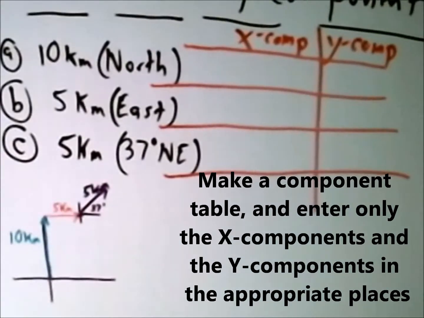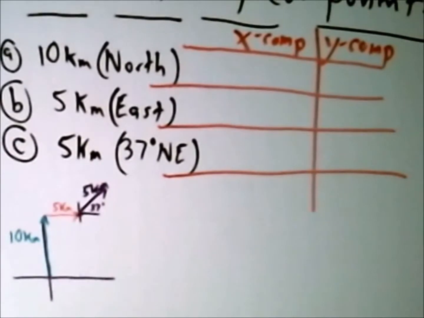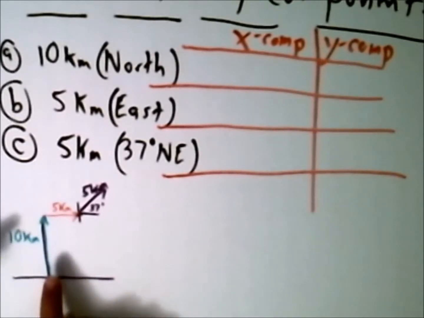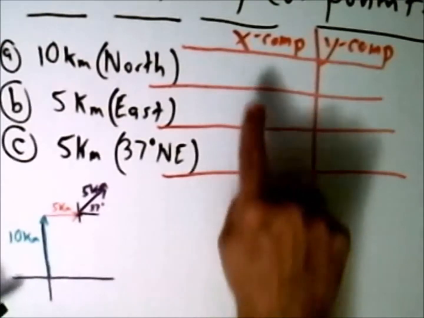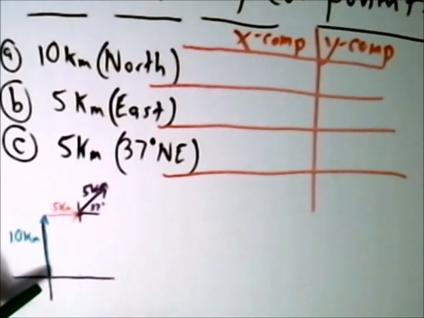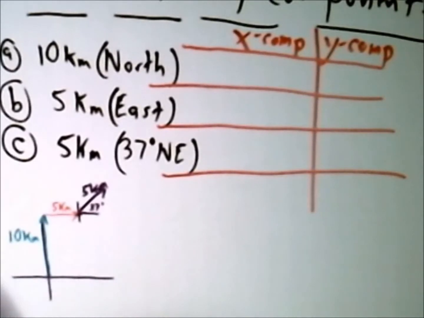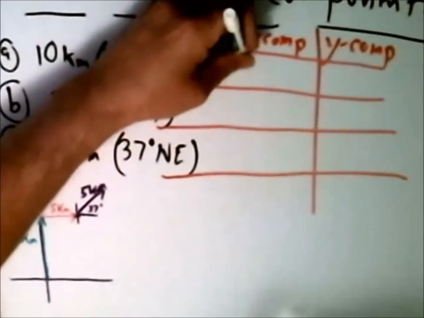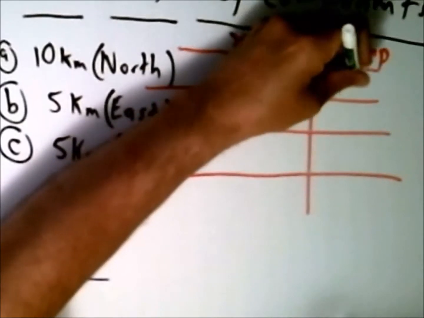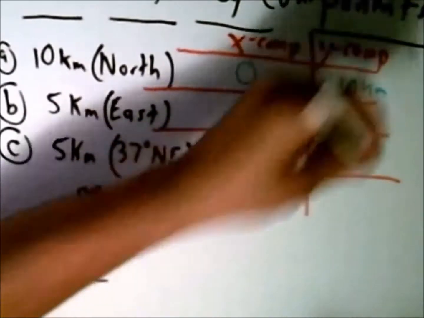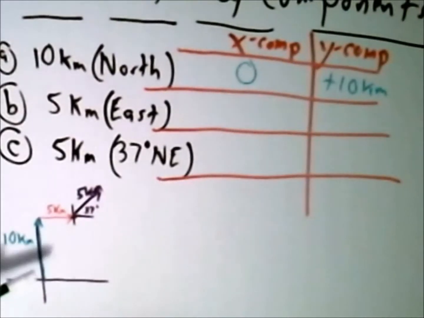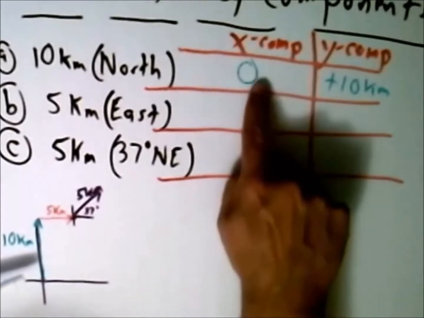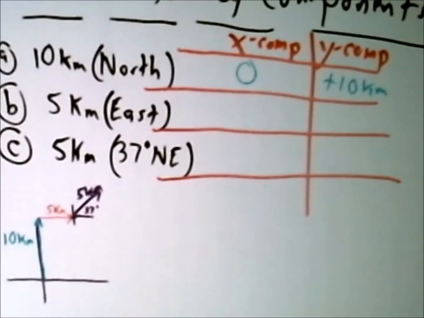Okay, so one of the things I've done here is I've gone 10 kilometers to the north. So if I do that, I haven't gone in the x direction at all. When I walked to the north, I didn't go east or west. So this would be 0, and this would be a positive 10 kilometers. So those are the components of this vector. It has 0 in the x direction, it has 10 in the y direction.